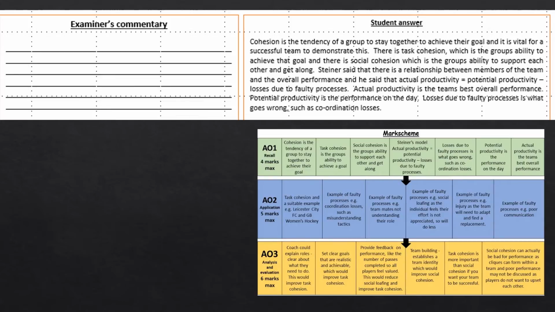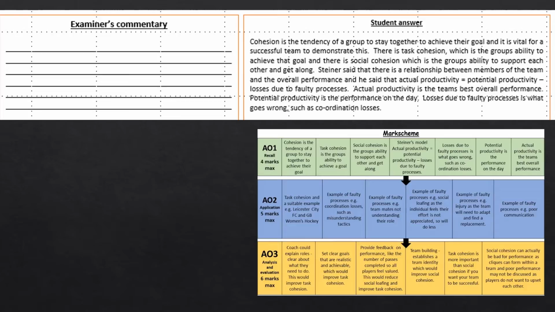Right, the next thing I want you to do is to look at the model student answer and where it says examiner's commentary. I want you to use the mark scheme in the bottom right hand side of your learning mat, and mark paragraph 1 only, trying to find what assessment objectives have been met. When you find them, highlight them in the student answer and highlight them on the mark scheme. When you've marked paragraph 1, in the examiner's commentary, I want you to write your own.